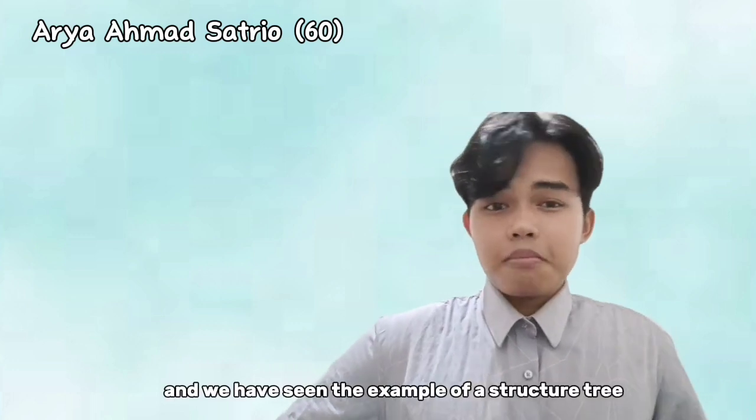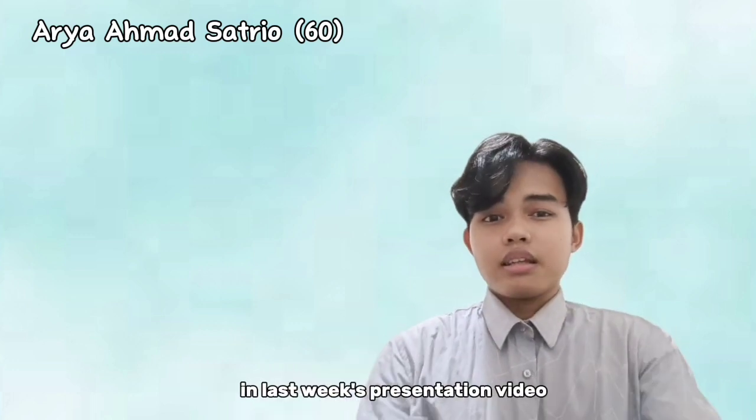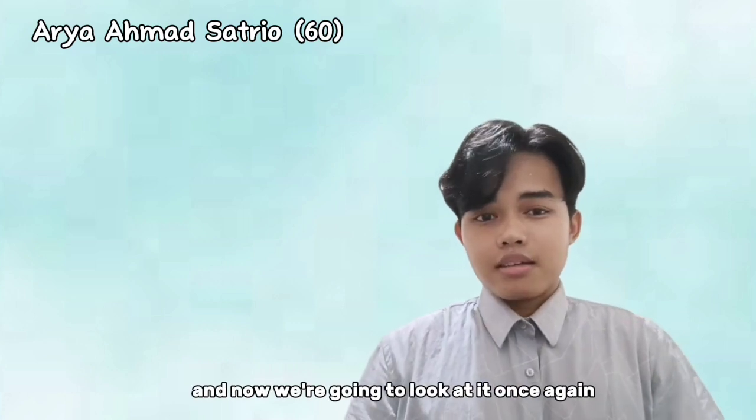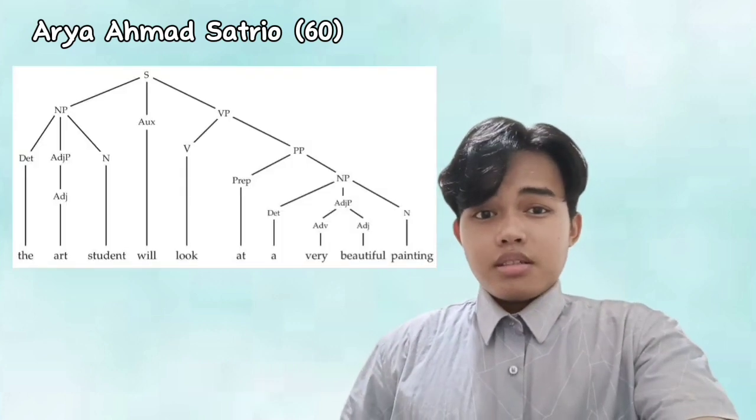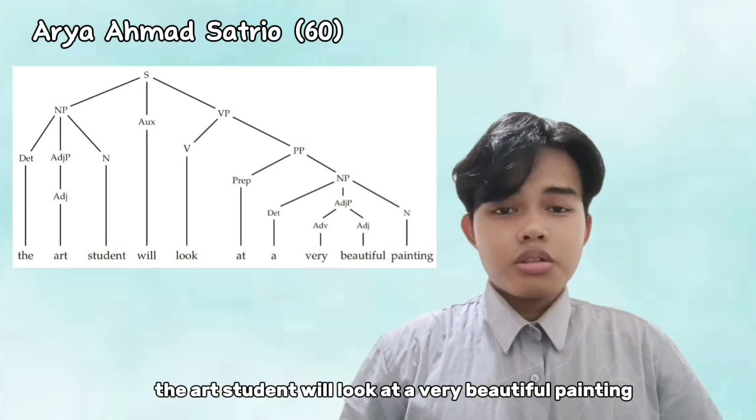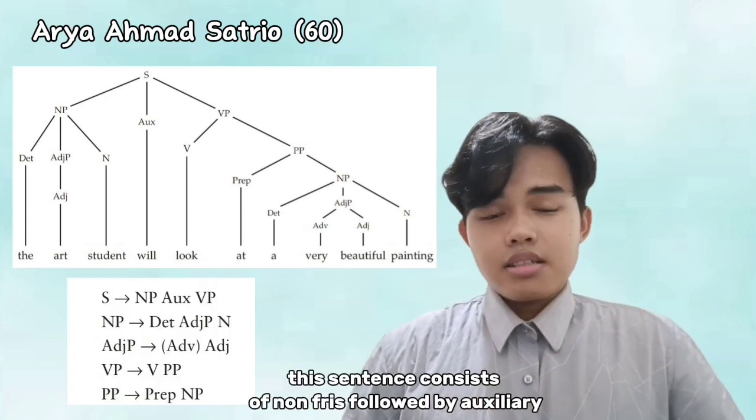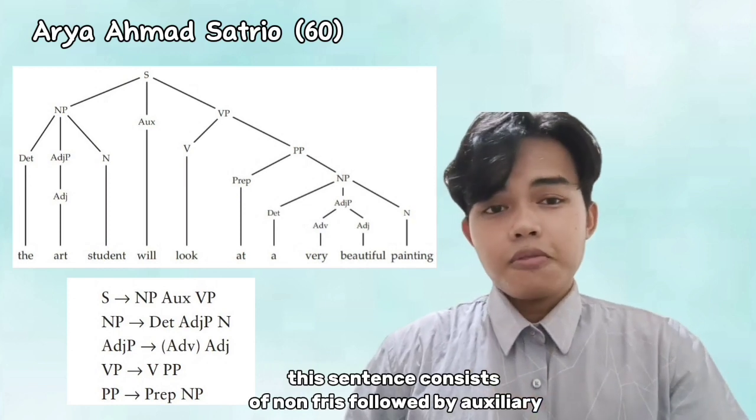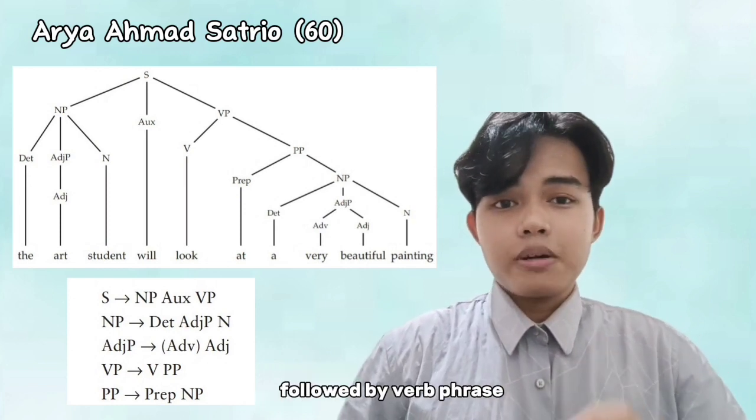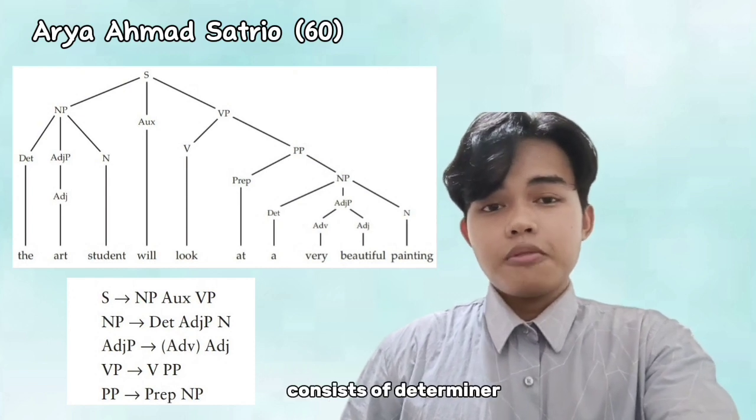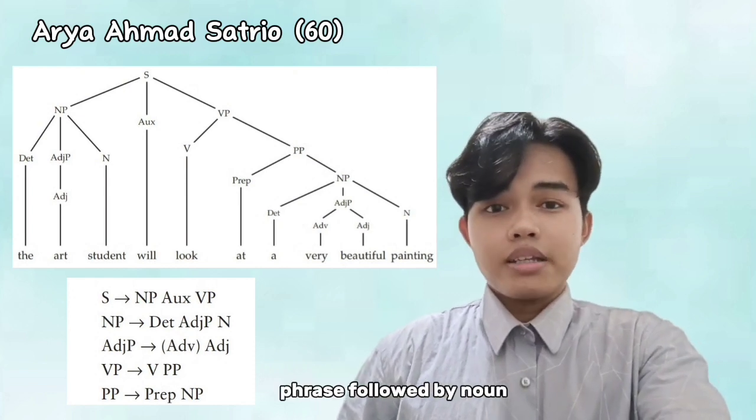We have seen the example of a structure tree in last week's presentation video, and now we are going to look at it once again. The sentence is, the art student will look at a very beautiful painting. This sentence consists of noun phrase, followed by auxiliary, followed by verb phrase. The noun phrase consists of determiner, followed by adjective phrase, followed by noun.